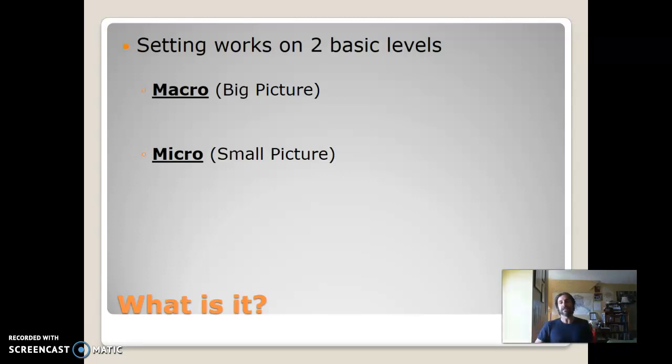Now when you're thinking about setting, you can think about it in a few different ways. You can think about it in terms of big picture ideas or small picture ideas, macro or micro settings. Macro setting pieces are going to be the time period it takes place in, the country that it takes place in. Is it a rural setting? Is it an urban setting? Those kinds of big ideas that can be applied to place. Micro setting details are going to be the specific locations, the specific images, places that the author ends up highlighting.